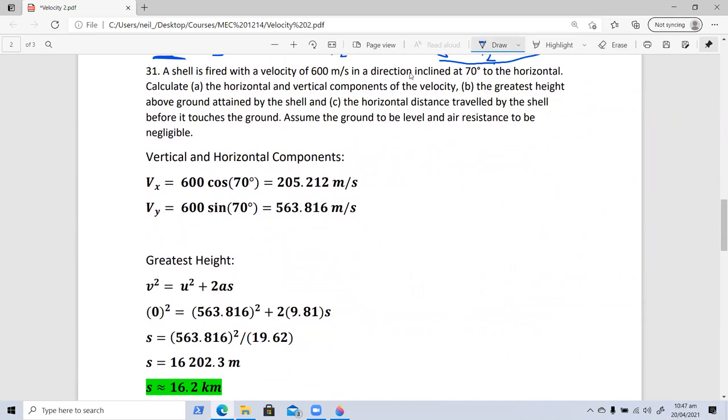A shell is fired with a velocity of 600 meters per second in a direction inclined at 70 degrees to the horizontal. Calculate A, the horizontal and vertical components of the velocity; B, the greatest height above ground attained by the shell; and C, the horizontal distance traveled by the shell before it touches the ground. Assume the ground to be level and air resistance to be negligible.